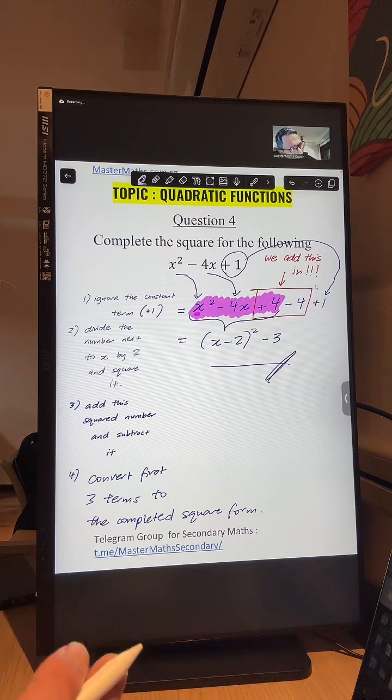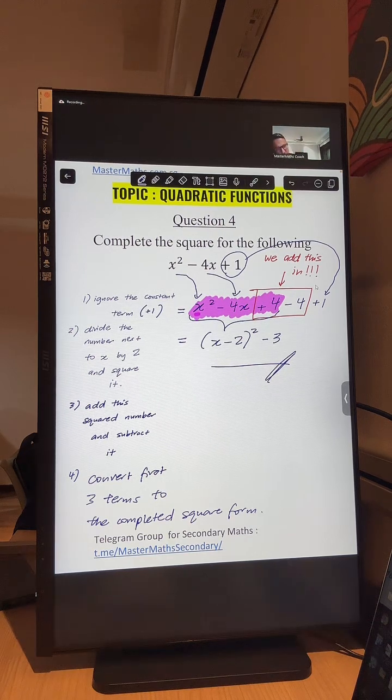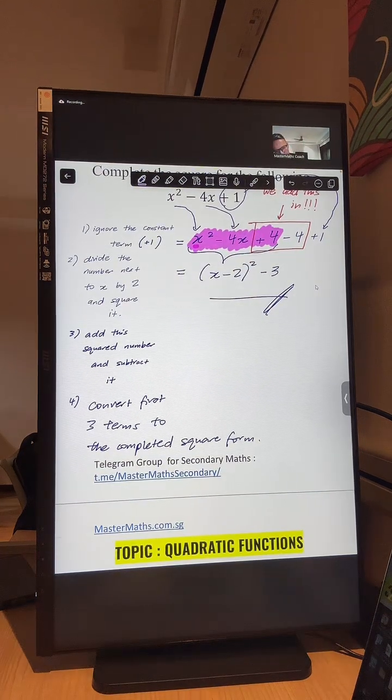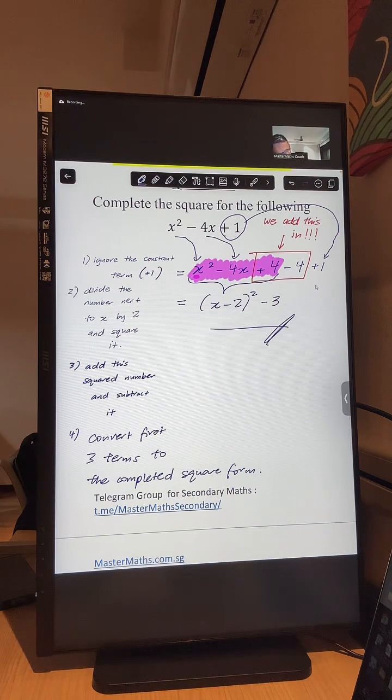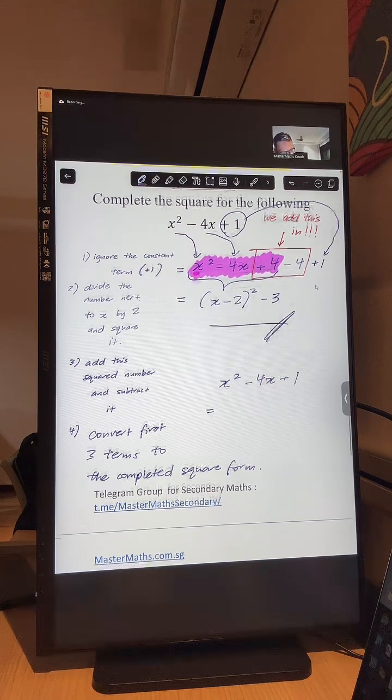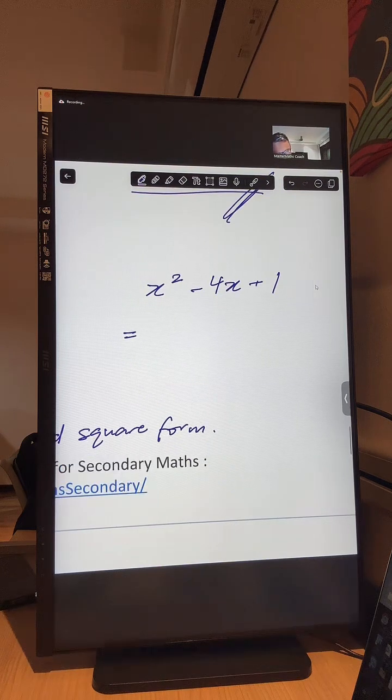X square minus 4x plus 2 to the power of 2, more clear, I think. Maybe, yeah. Okay, good point, mate. I will rewrite this. So you have x square minus 4x plus 1. So we can also rewrite it in this format: x square minus 4x plus 2 square minus 2 square plus 1.